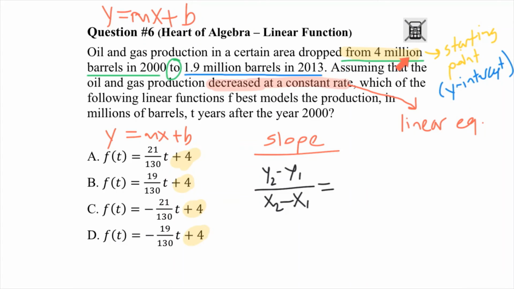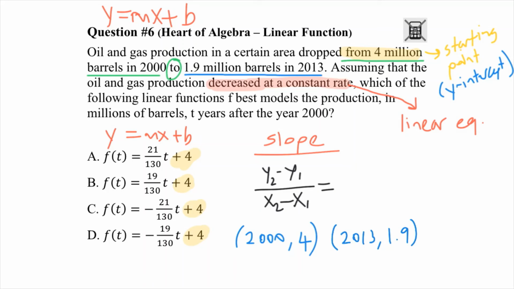So first part of the question, from 4 million barrels in 2000. If you make it an ordered pair, you know the ordered pair always has the first part x coordinate, the second part y coordinate. So 2000, 4 million barrels. And the second part of the question, 1.9 million barrels in 2013. It is going to be 2013, 1.9 million. I'm not going to write the million because they will cancel out anyway. So I will just write 1.9.